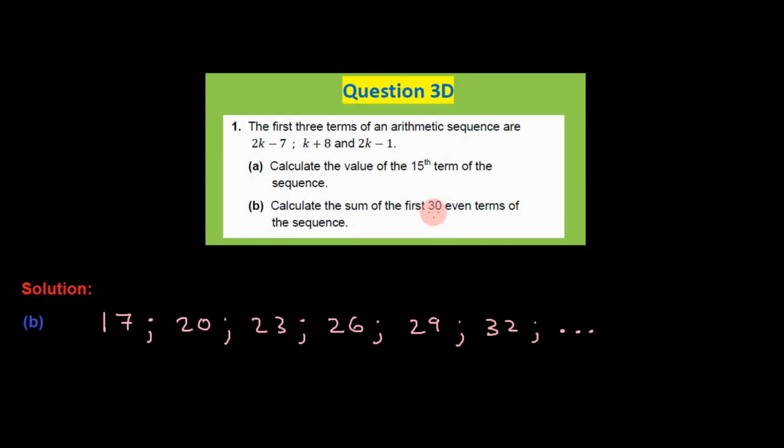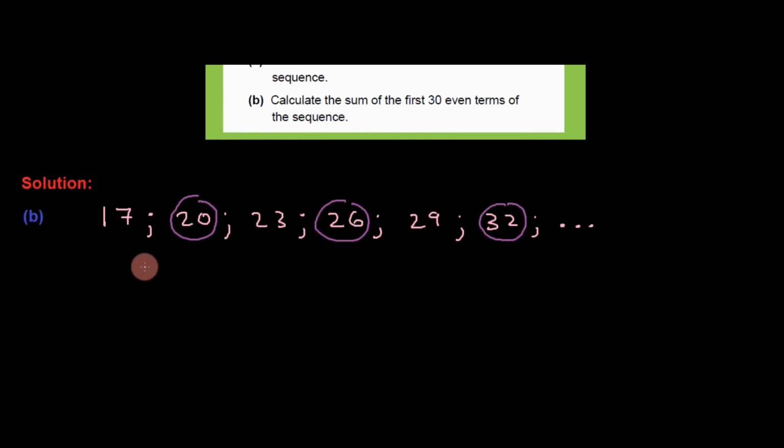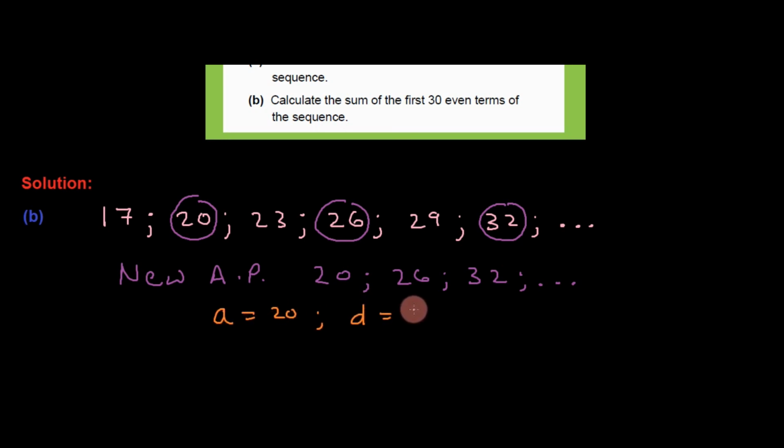We must find the sum of the first 30 even terms. And we see that 20 is an even term, then it's 26, and then 32. So every second term is an even term. So we have a new AP consisting only of even terms, which is 20, 26, 32, etc. In this case, the first term is 20, and the common difference d is 6.